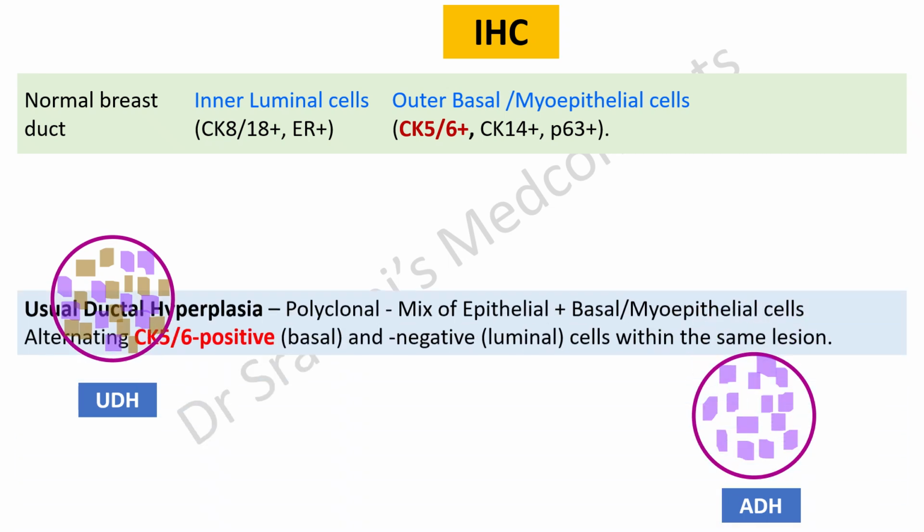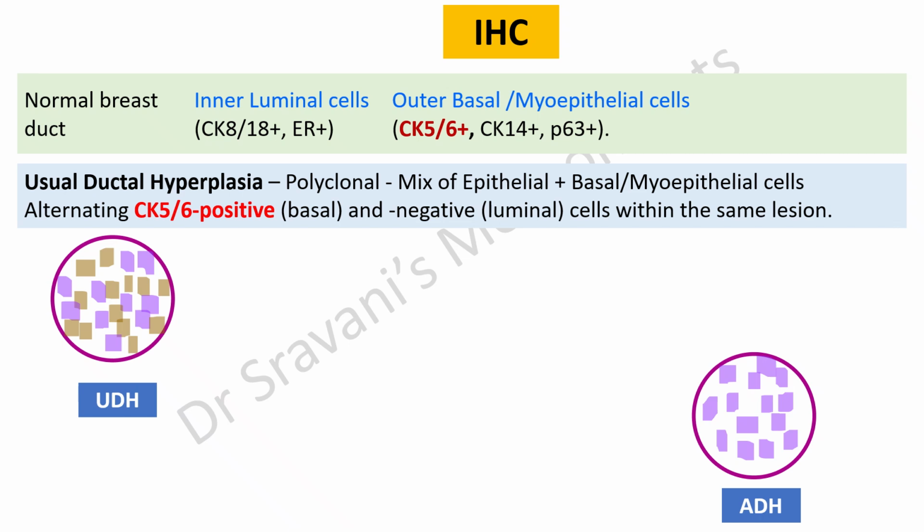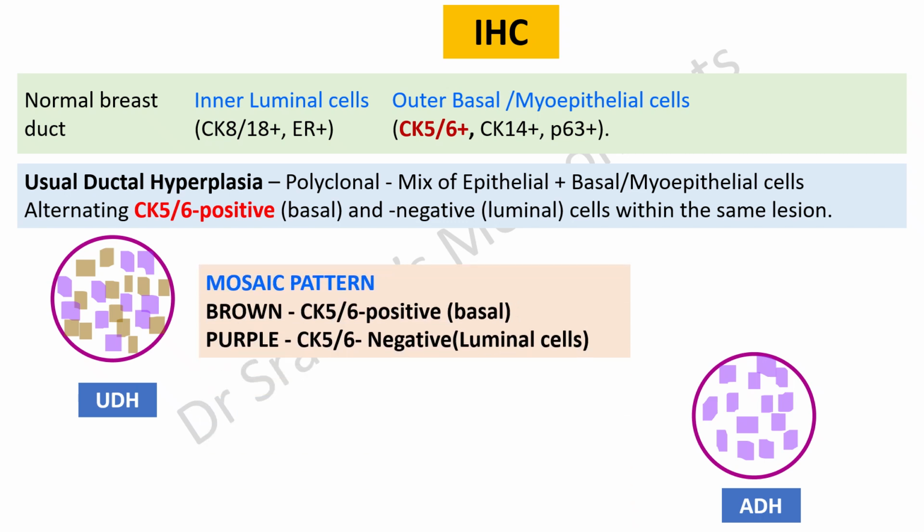In usual ductal hyperplasia, what is happening? It is a polyclonal proliferation consisting of both epithelial as well as myoepithelial cells. Now we are using the CK5/6 marker, which stains the basal or myoepithelial cells. But in usual ductal hyperplasia, along with the myoepithelial cells, luminal epithelial cells are also there, which do not show positivity with CK5/6. So you will see a mosaic pattern, consisting of CK5/6 positive basal cells, shown as brown here, and CK5/6 negative luminal cells, shown as purple here. So in UDH you will see a mosaic pattern.